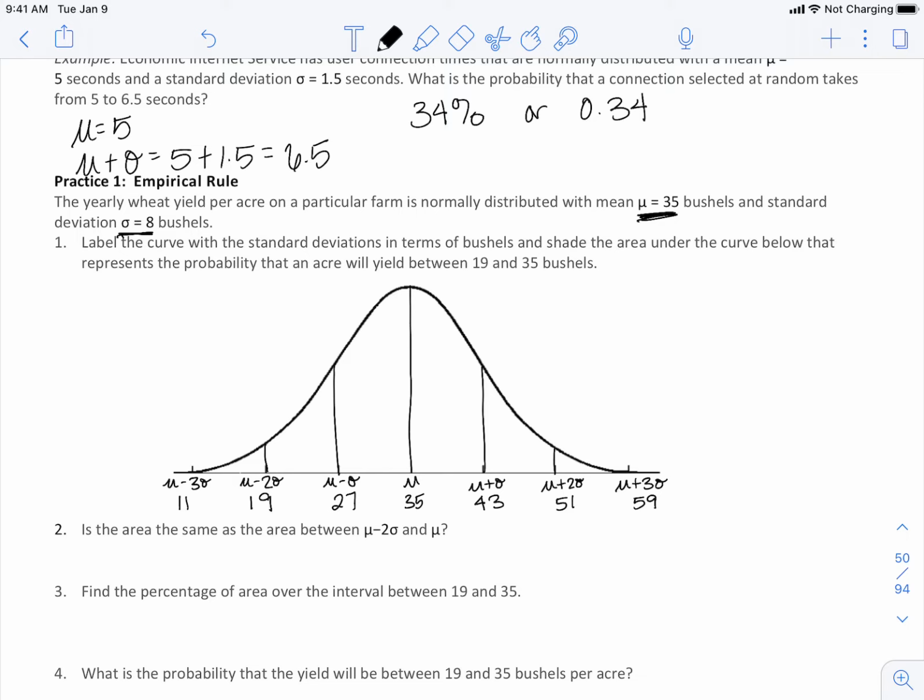Okay, let's finish labeling. So we know that 68% goes between plus or minus one standard deviation. We also have 95% within 2 standard deviations. And then we have 99.7% within 3 standard deviations.